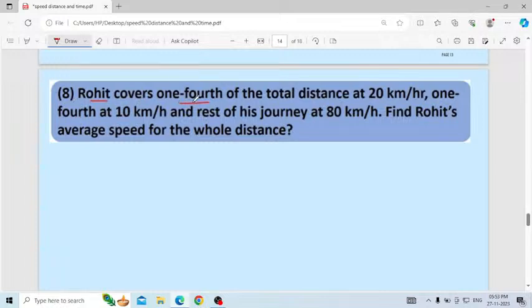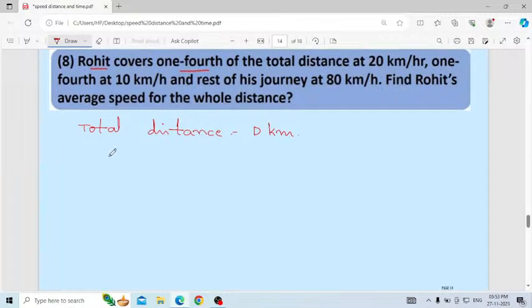Rohit covers 1/4 of the total distance at 20 km per hour. Consider the total distance, we don't know, as capital D kilometer. Then Rohit covers 1/4, 1/4 means D by 4, at 20 km per hour. Then again 1/4 means D by 4, at 10 km per hour.